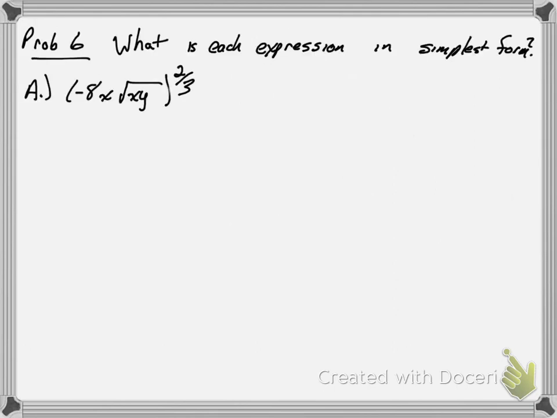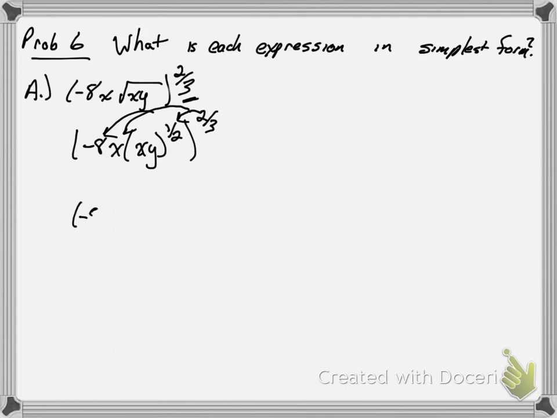Problem 6 asks what is each expression in simplest form. We have a power outside of parentheses, so it's going to go to everything, but let's make this a little simpler. Negative 8x times xy to the 1/2 power. Again, putting it to a fractional exponent makes life a little easier. Goes to that, goes to that, and it goes to that. So what do we have here? We have negative 8, and make sure it's in parentheses, to the 2/3. We have x to the 2/3. And then we have xy, half times 2/3 is 1/3.